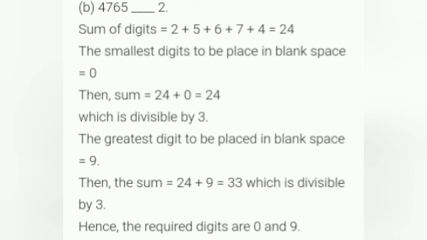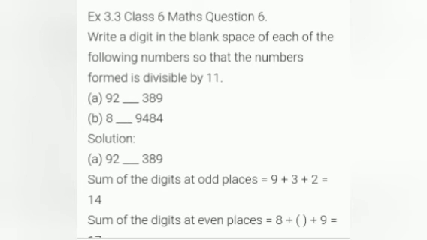The next question, 2 + 5 + 6 + 7 + 4, it is 24. So 24 itself is divisible by 3. So जो blank space है वहाँ पे 0 नंबर आएगा, because 24 में 0 ऐड करके 24 रहेगा, which is the smallest number. And at that place if you put 9, because 24 + 9 is 33, it will become divisible by 3. Now let us see the last question.